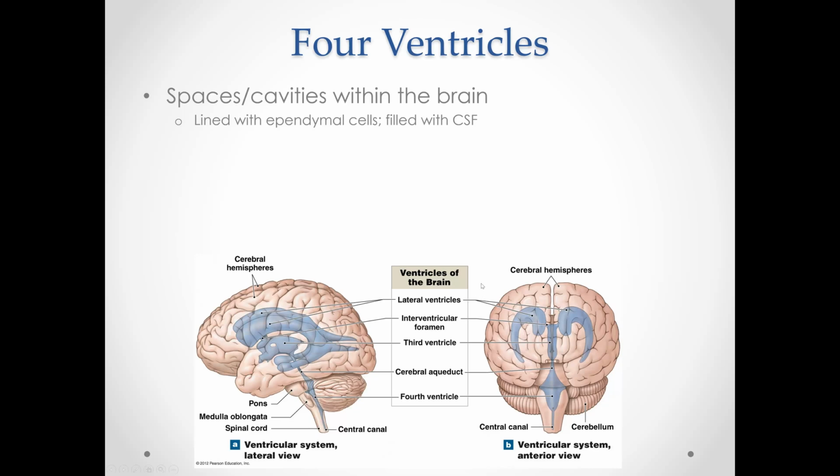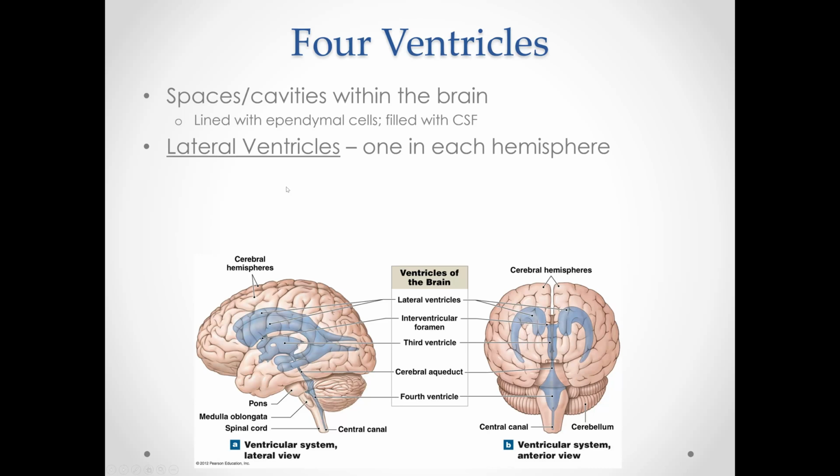So there are 4 major ventricles of the brain. There are 2 lateral ventricles, one in each hemisphere. So you can see these the best in the anterior view. You can see how you have one in the right hemisphere and one in the left hemisphere. You can also see them on a side view, but one of them kind of overlaps with the other.